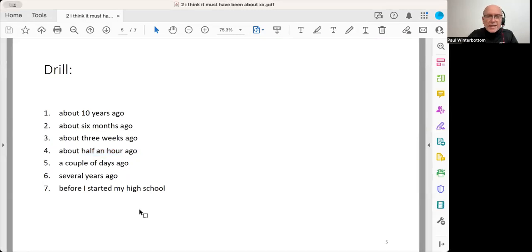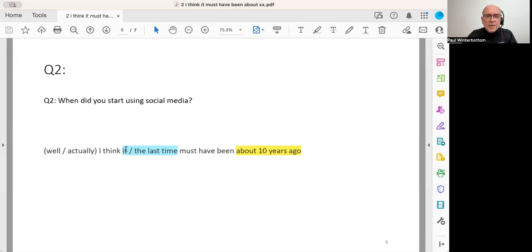So we can say it, or it must have been, or we can say the last time, meaning the most recent time. That's another way we can use it. So, for example, you might say, I'm just looking at questions here. Have you ever lost your sunglasses? Actually, I have several times. I think the last time must have been about 2 years ago.